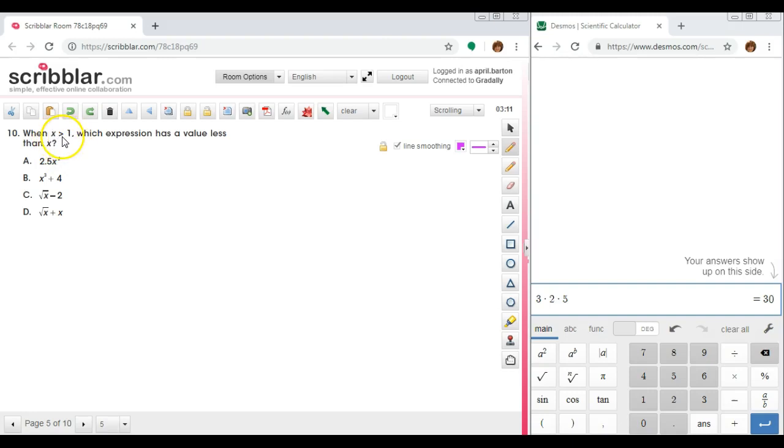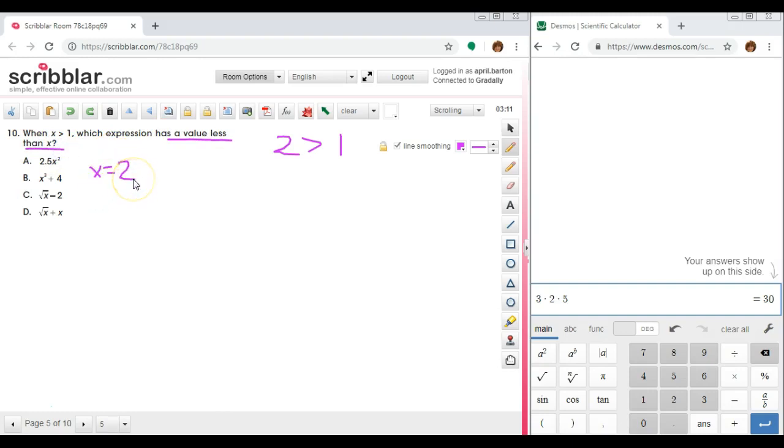So if x is bigger than 1, I can pick any number bigger than 1. I could pick 500. That's bigger than 1. Usually it's best to pick something small. I'm going to pick 2. So if x equals 2, and we picked that because 2 is bigger than 1, now we can try each answer choice and see if it fits which has a value less than x.